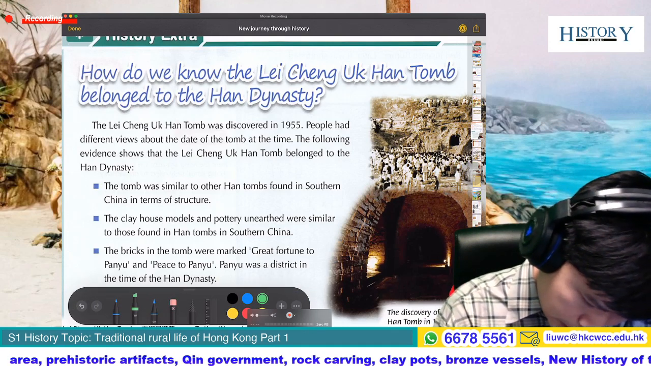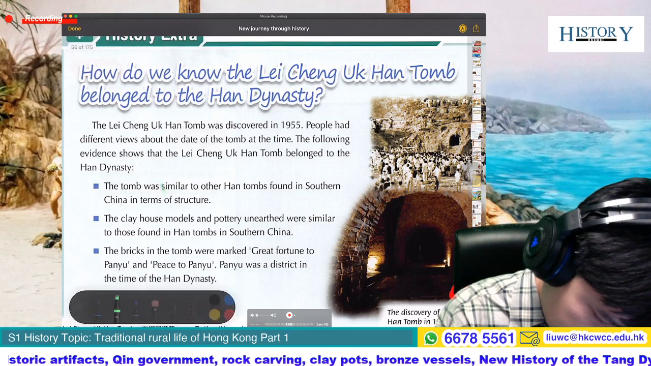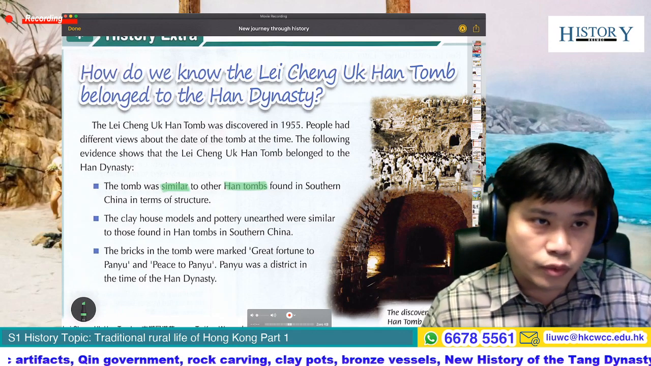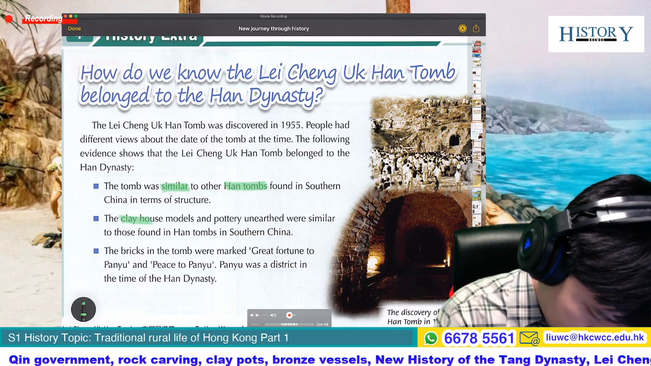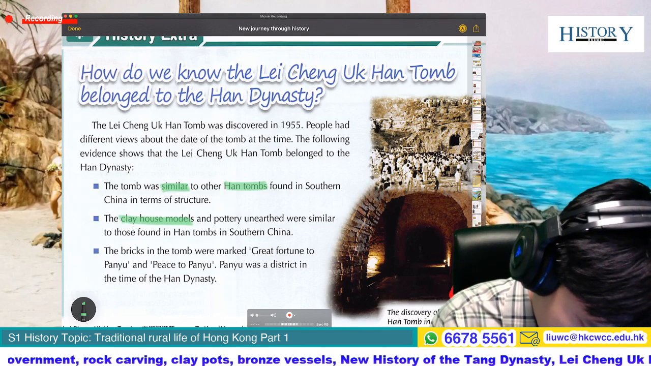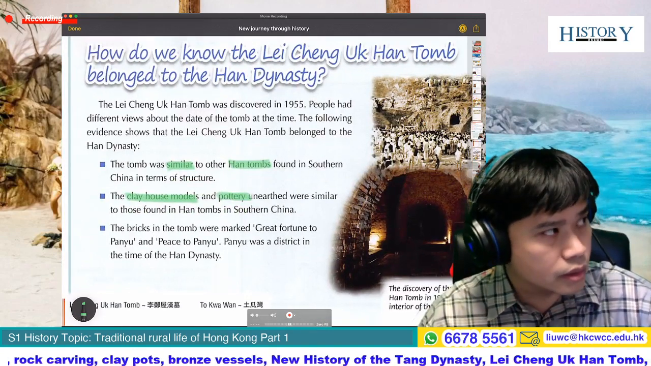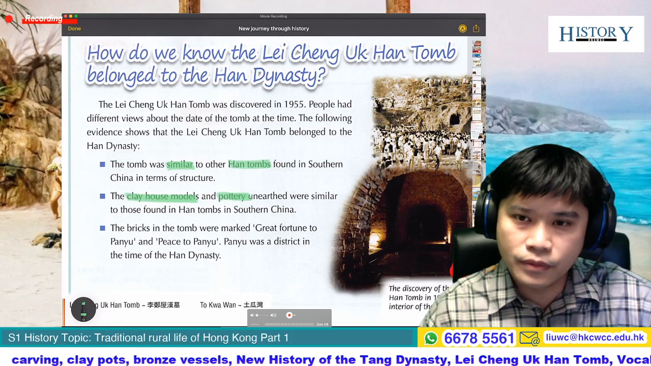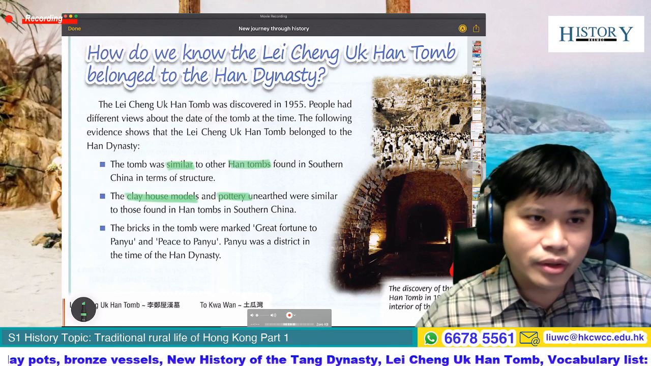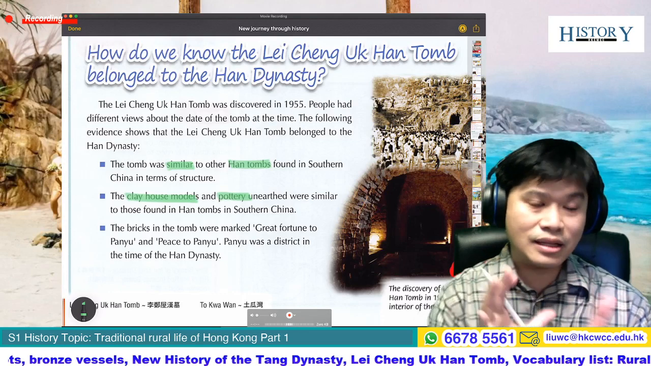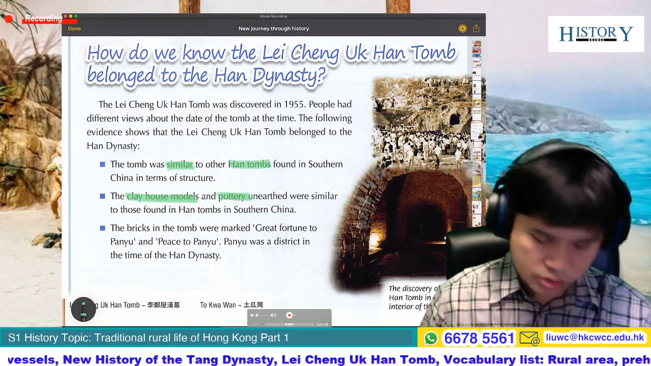you may note that inside the Han tomb, we can find that the tomb was similar to other Han tombs. That's why we call Lei Cheng Uk from the Eastern Han Dynasty. And then in the Han tomb, there were clay house models and also pottery unearthed. Clay, what is clay? Clay house models, small models of houses made of clay.